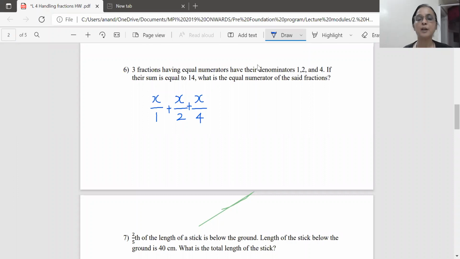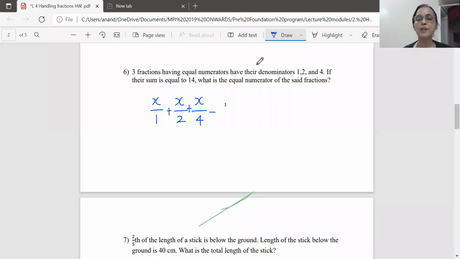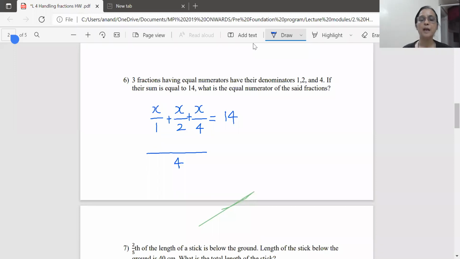Now, those who have done the LCM and addition of fractions at school will be able to do it with the LCM method. Most of you have done it, but we have not discussed it over here. So let us do this as a provisional method. The LCM of 1, 2, and 4 will be 4. For those who have done this at school, they will quickly understand. For others, the LCM of these numbers is 4.